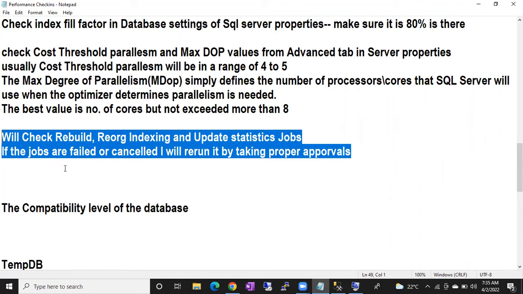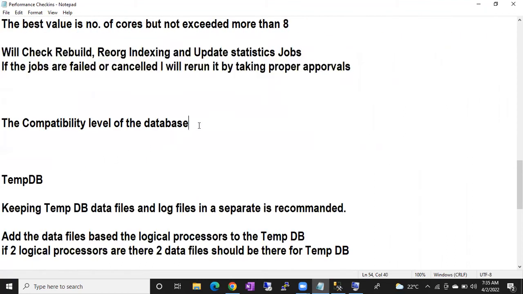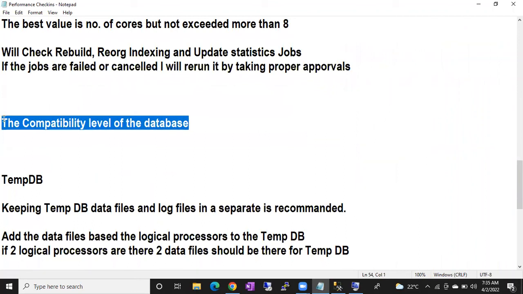Those are very helpful. Okay, compatibility level. Sometimes compatibility level also creates issues, guys. Imagine you restored the database from 2016 to 2019. So what would be the compatibility level, guys? 2016 to 2019 or 2014 to 2019?